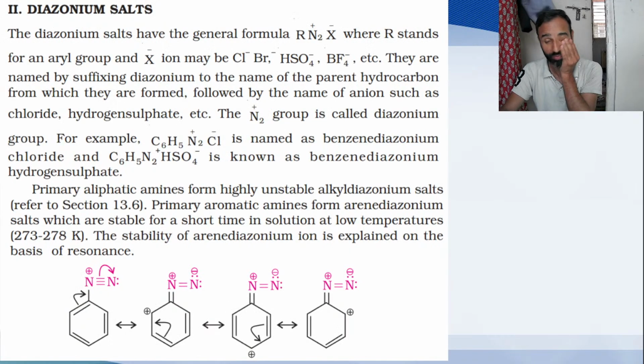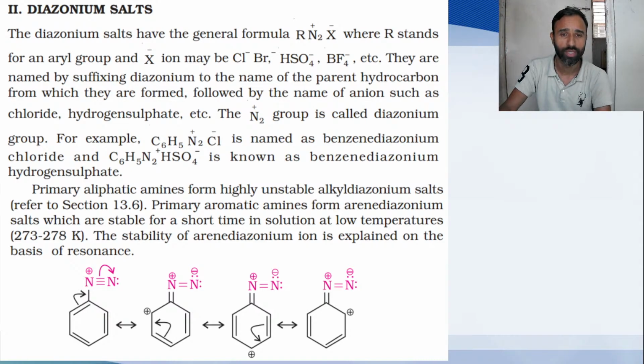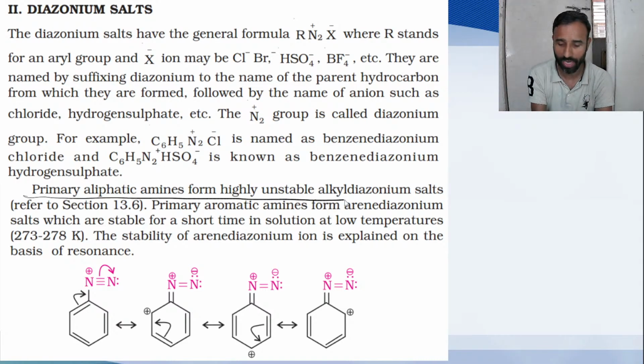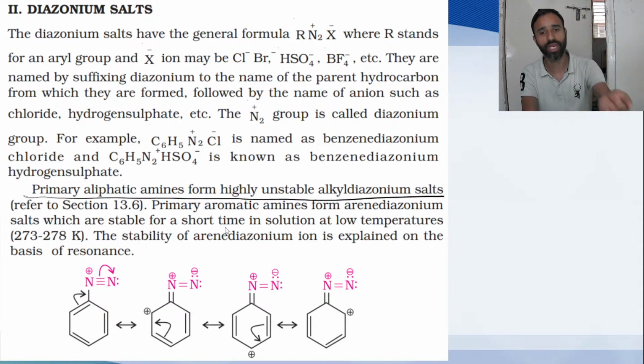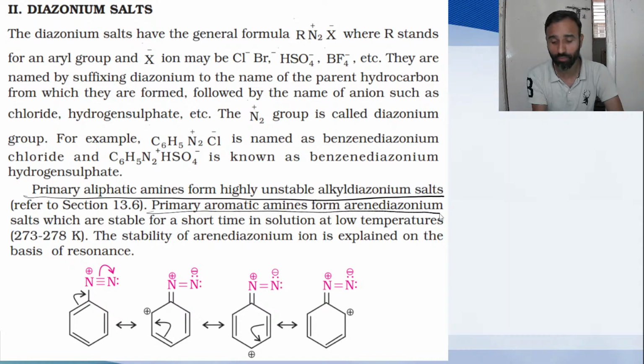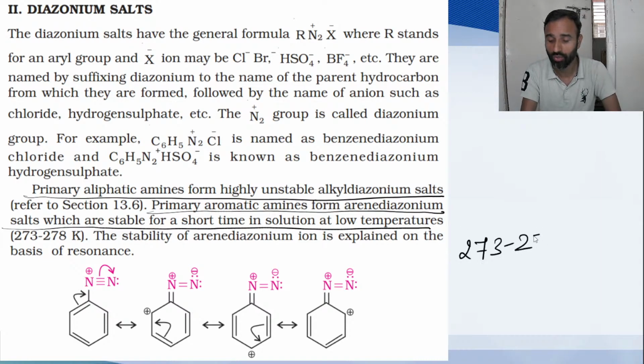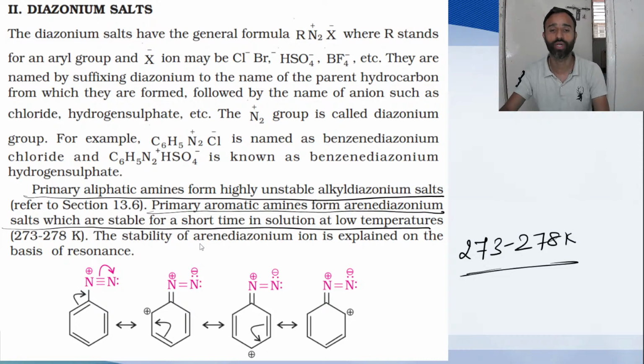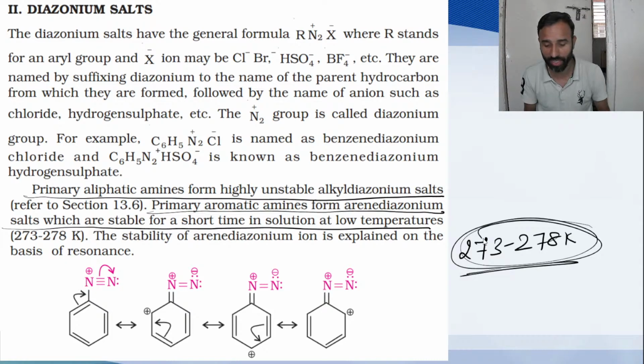The reactions we will come to later on. Now, diazonium salt. Just now I told you that primary aliphatic amines form highly unstable alkyl diazonium salts, and we get alcohol as the end product. But primary aromatic amines form diazonium salts which are stable for a short time at low temperature, of the order of 273 to 278 Kelvin. Arene diazonium salts are stable for a short time in solution at low temperature, and the stability is due to resonance.